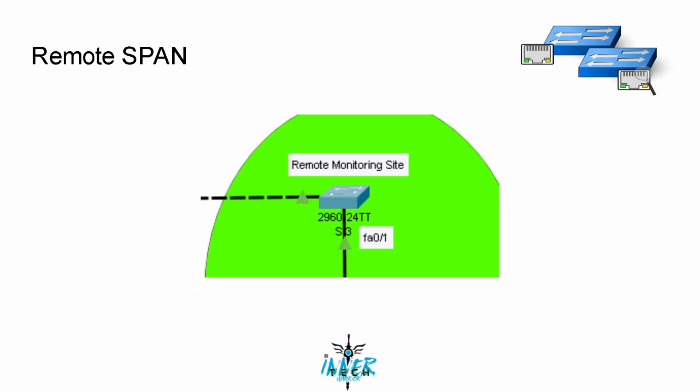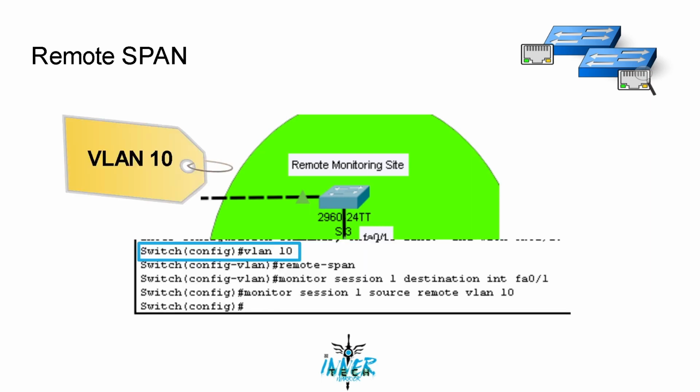On the destination switch, we then have to set up RSPAN to receive the traffic. We need to configure the same VLAN ID, VLAN 10, on this switch so the tagged VLAN traffic can be recognized here. Remote-span here is to enable remote span for the VLAN. Monitor session 1 destination interface FA0/1 is here to set the destination interface for the traffic as FA0/1 for monitor session 1. Monitor session 1 source remote VLAN 10 is used to configure VLAN 10 as the remote source for monitor session 1.